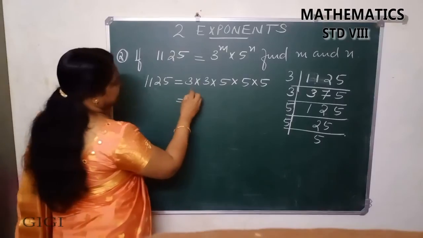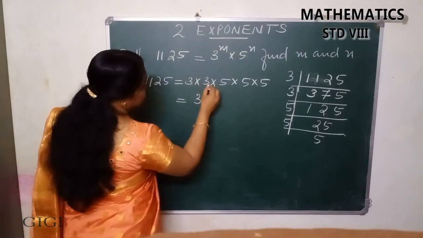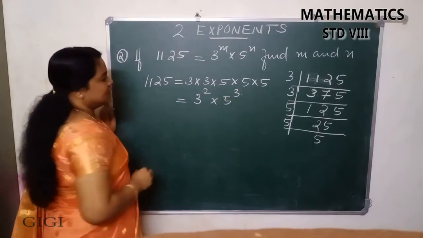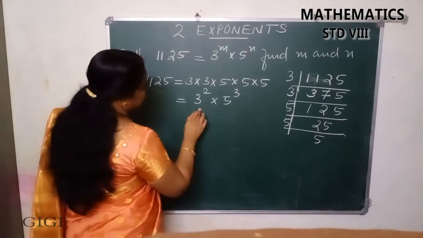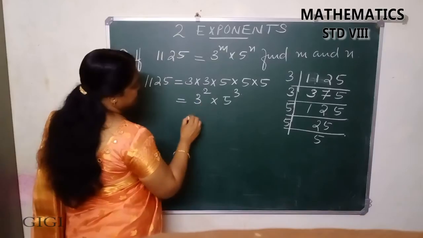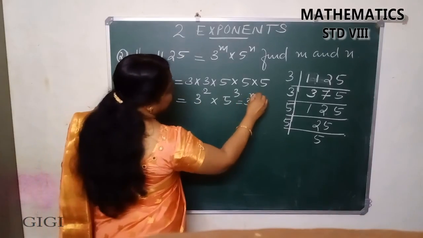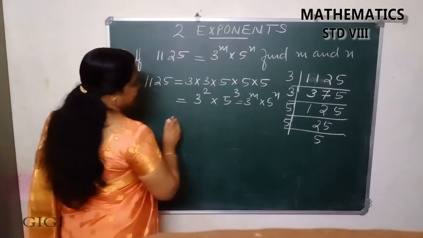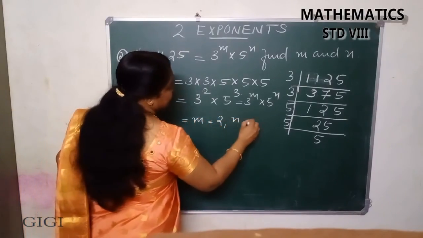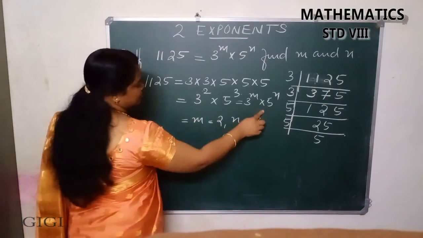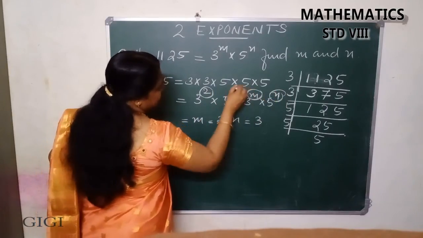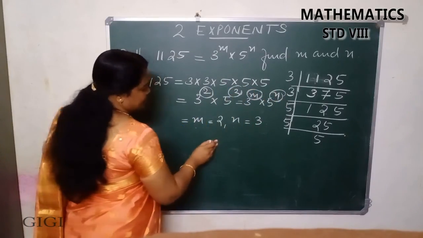How many 3's are here? The 3's are 2 times, and the 5's are 3 times. That is 3 raised to 2 into 5 raised to 3. This is in the form of 3 raised to m into 5 raised to n. Comparing these two, we get m is equal to 2 and n is equal to 3.